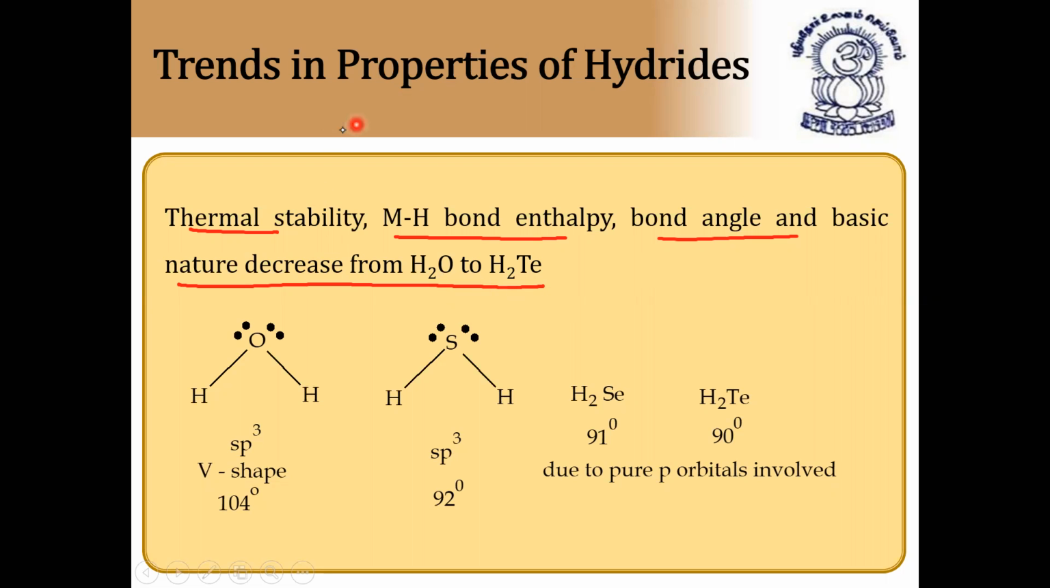So these points are very important because they ask them in examinations. Write the thermal stability order of hydrides of 16 group elements. Water is greater than hydrogen sulfide, greater than hydrogen selenide, greater than hydrogen telluride. So this is the order. Not only for thermal stability, this is the order for MH bond enthalpy, for bond angles, and also the basic nature. So for all four properties, this is the decreasing order for hydrides of 16 group elements.